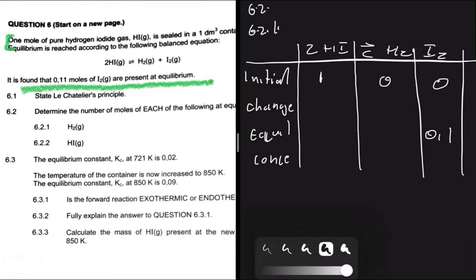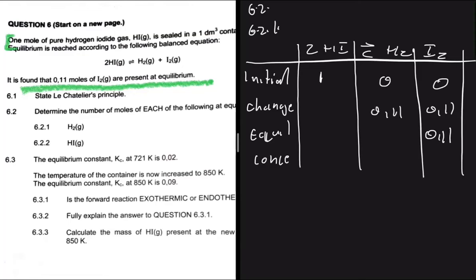Not 0.1 but 0.11. So we have 0.11 here, and that is the change in the number of moles of I2. But the change in the number of moles of I2 is the same as the change in the number of moles of H2, right? So we can put 0.11 here. We're saying that they're the same because we have the same balancing coefficient. But when we come here, because now we have 2, we're going to have 2 multiplied by 0.11, which is 0.22. So we have 0.22 right there.